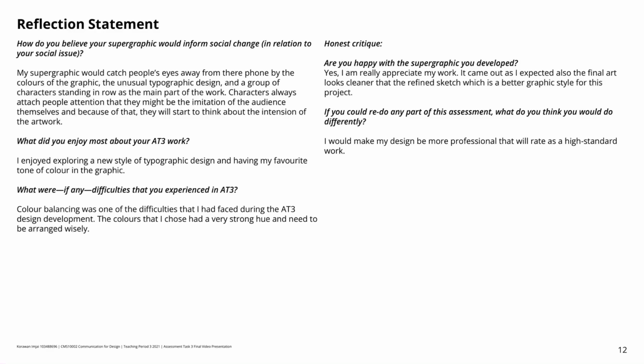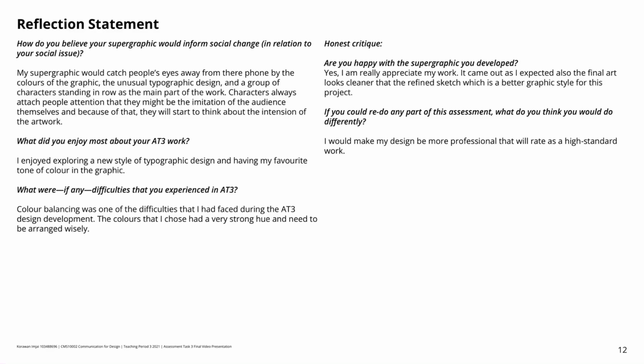Characters always attract people's attention because they might be the imitation of the viewers themselves, like in this super graphics. They are holding phones in their hands like some of the people that are walking by. People will start to look at the work and they might think, "Why do they look like me?" And that's the way they engage with the content of the work about the change in social media use, or in other words, to detox.